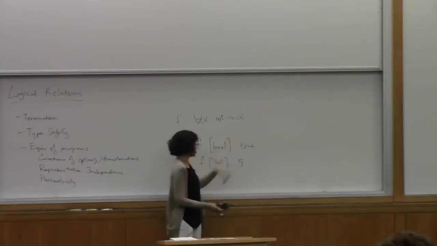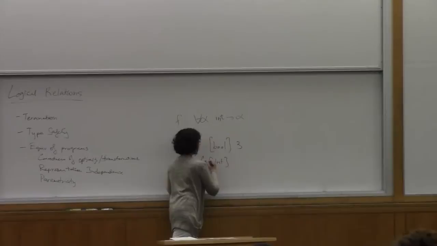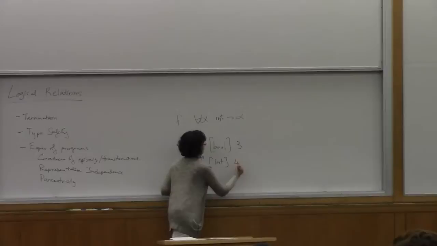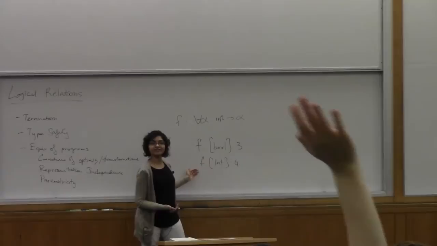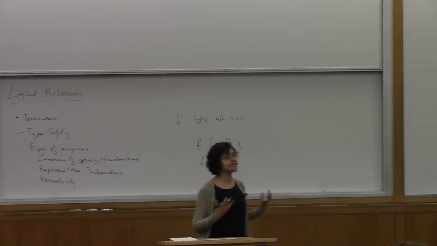Suppose I decided to take f and apply it to bool and 3, or otherwise take f, instantiate the alpha with int, and then apply it to 4. In this case, how is it going to generate an alpha? In this case, how is it going to generate an alpha? It doesn't know what the type is because we keep changing the type on it. It promises to treat the type opaquely, and therefore it can't give you back something that you never passed it.